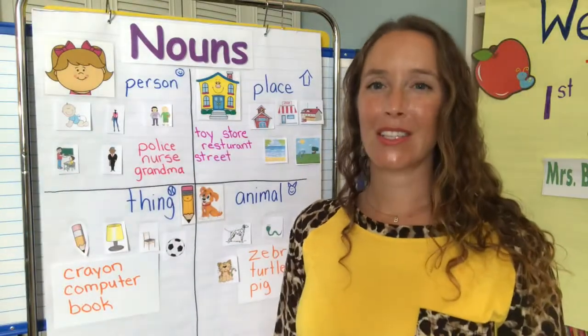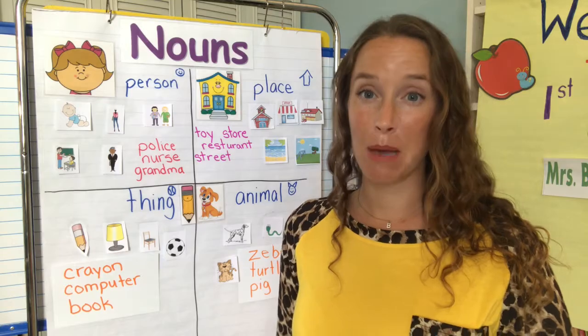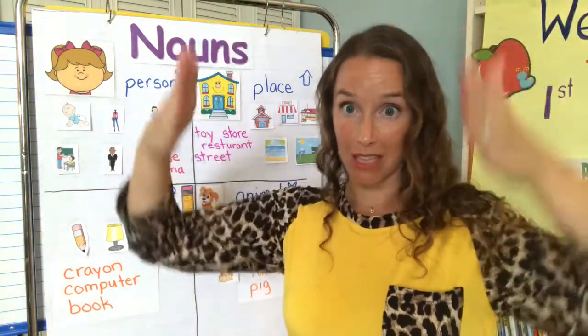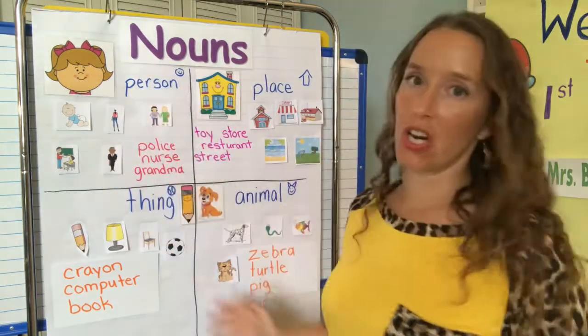All right, my writers, I just want to do a quick review of nouns that we went over last week. So remember, a noun names a person, a place, or a thing. And remember, a thing can be an animal. So we had made this chart last week.